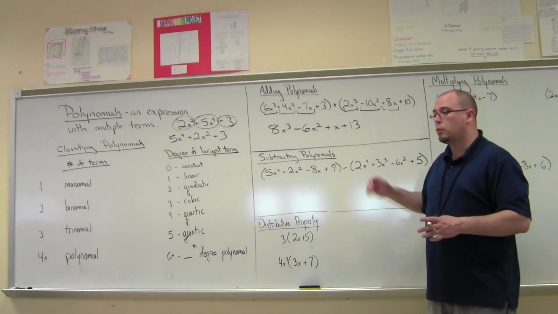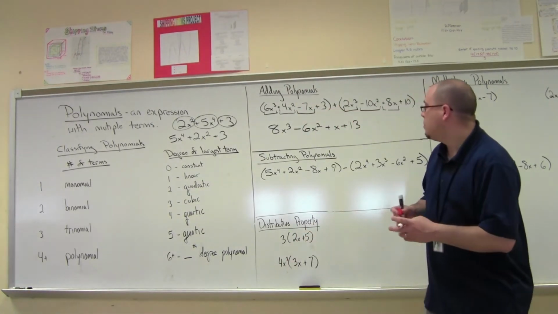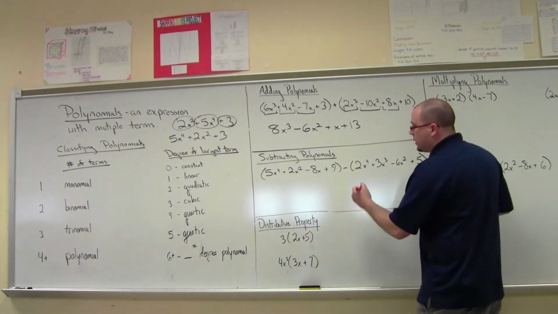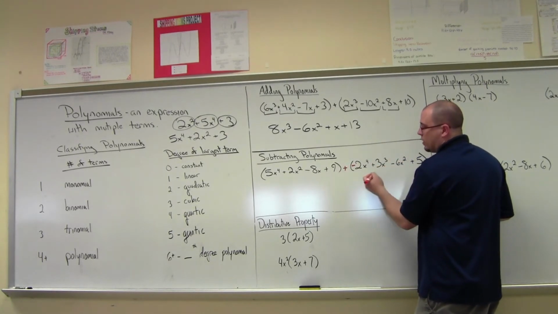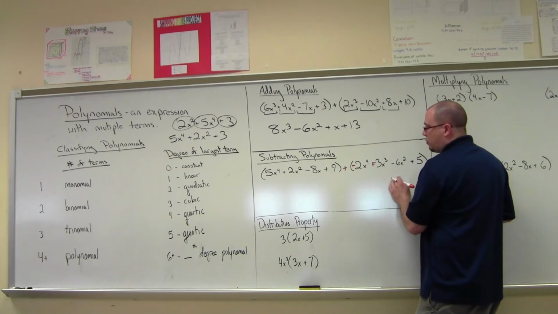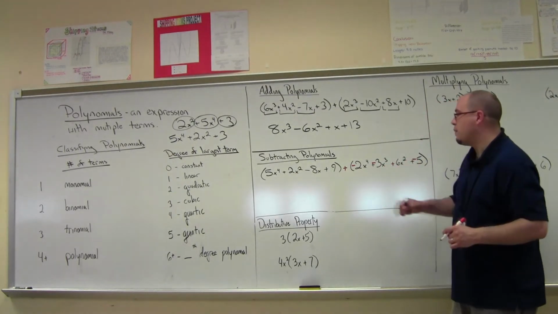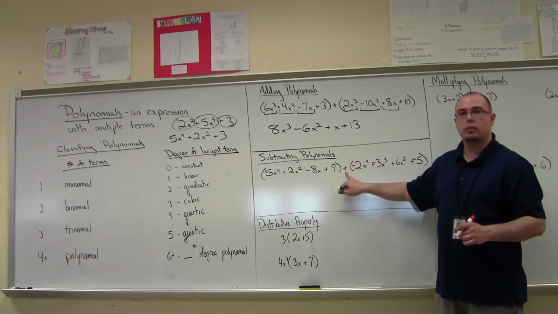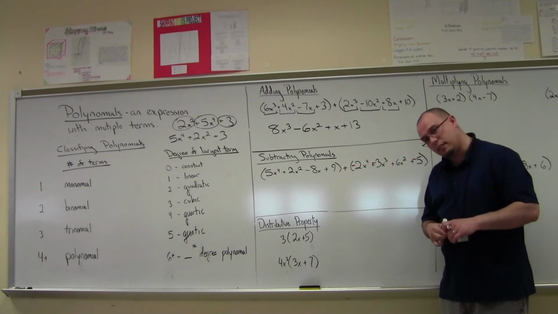For subtracting polynomials, it's the same idea, except because we're subtracting, what it's like doing is adding a negative, or adding the opposite sign. So this would be a negative 2x to the 4th, this would be a negative 3x to the 3rd, a positive 6x squared, and a negative 5. All I'm doing is changing this to an addition sign, and I'm changing the signs of every other term that comes inside the parentheses after it.